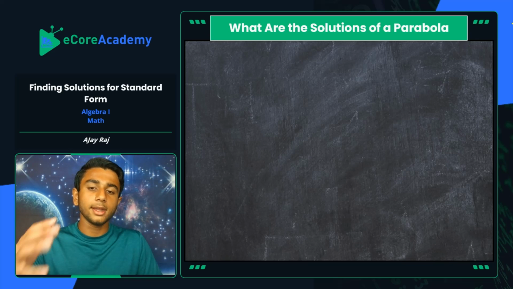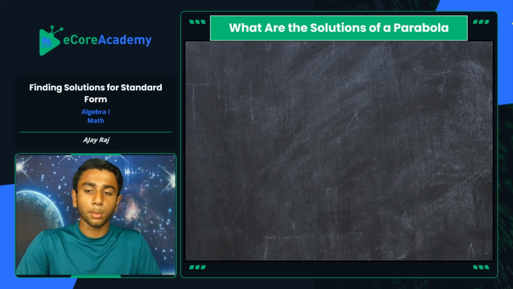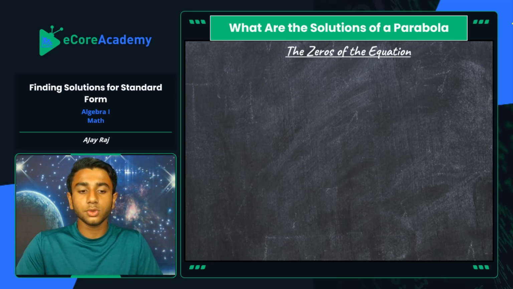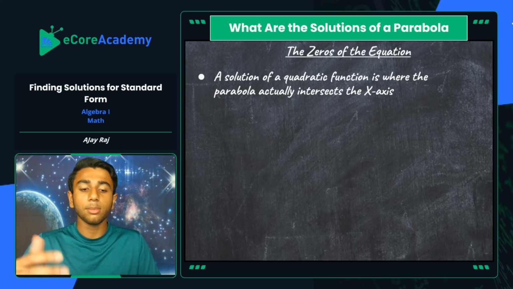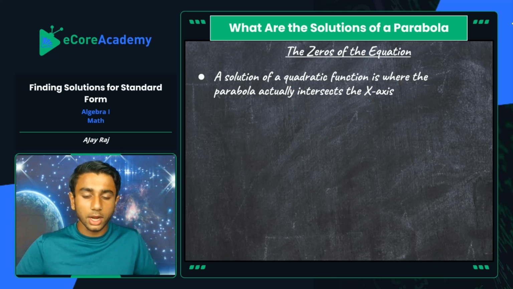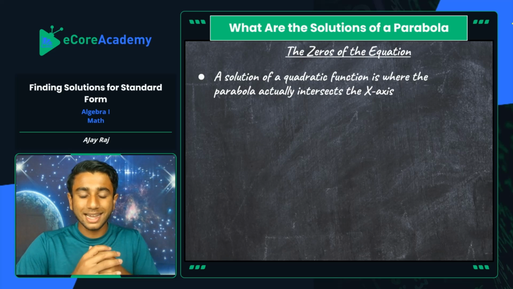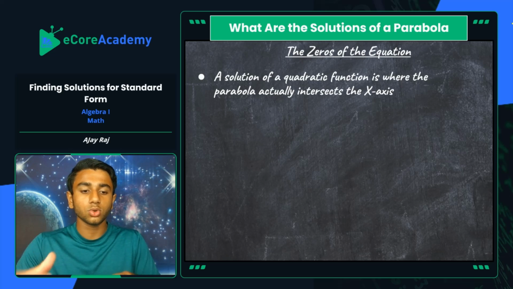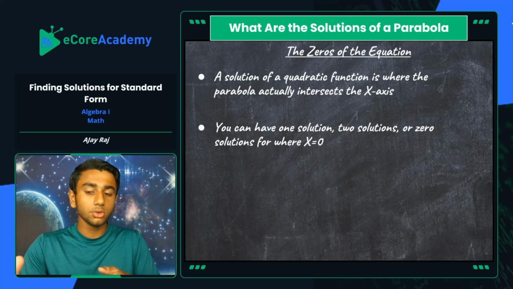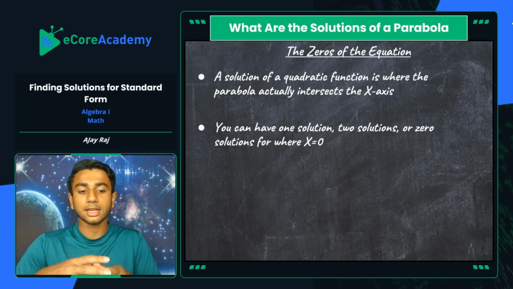So let's start off by identifying what exactly the solutions of a parabola are. What do they represent? The solutions of a parabola are also known as the zeros of the equation, and the reason is that a solution of a quadratic function is where the parabola intersects the x-axis. If you think about your parabola, your giant U that goes infinitely in one direction, it's going to intersect the x-axis at one point, or it might not at all. That determines how many solutions or zeros you're going to have for your x value. So you can have one solution, two solutions, or 0 solutions.